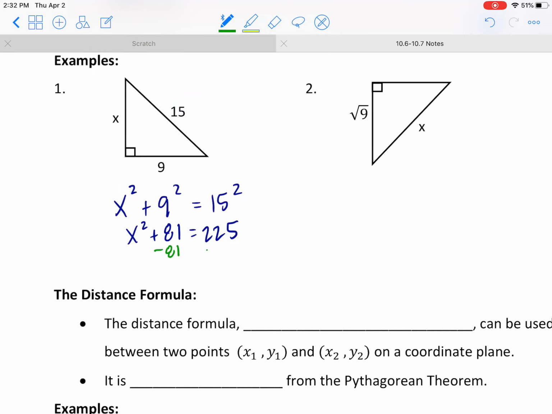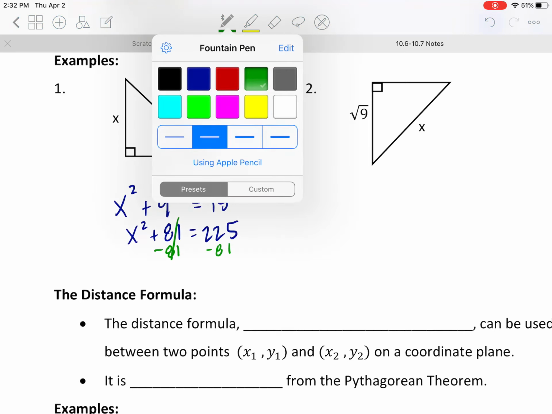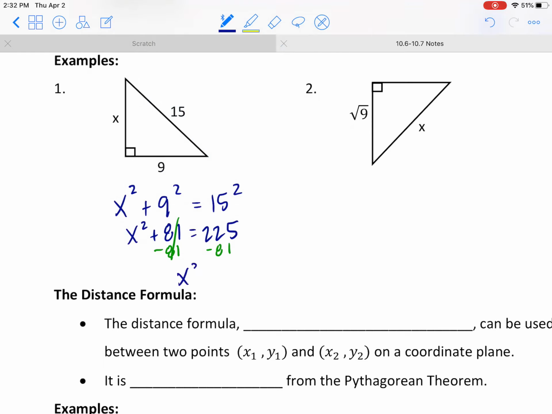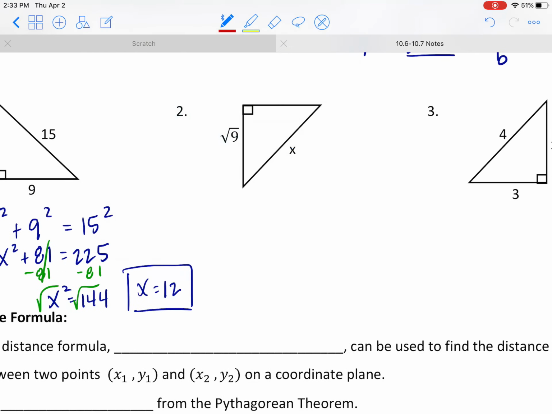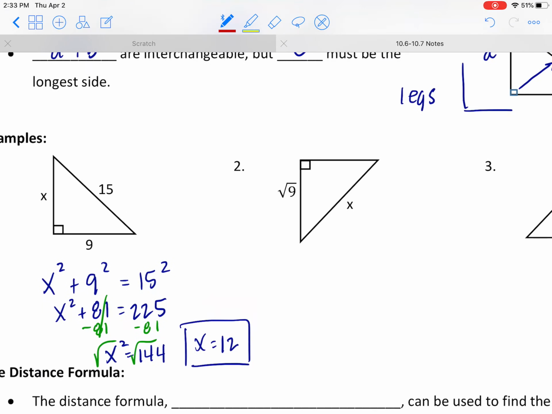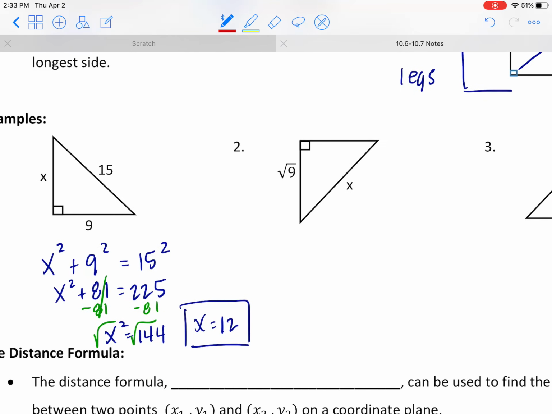So this is x squared plus 81 equals 225, and then if we subtract 81 from both sides, we kind of see how this is going to relate to what we were just doing. So we're left with x squared equal to 144. Now this is the reverse of what we just did. On the other side we had a square root and we got rid of it with a square. Well, now we have a square and we're going to get rid of it with a square root. So if I square root the square, x is all by itself, equal to, what's the square root of 144? It's 12. So our missing side would be 12.